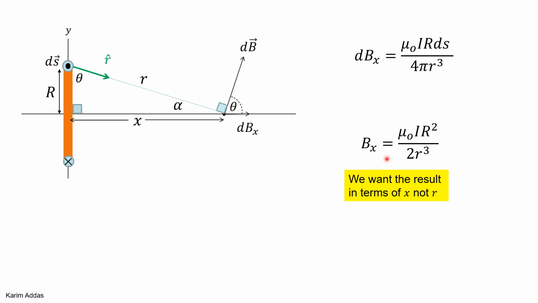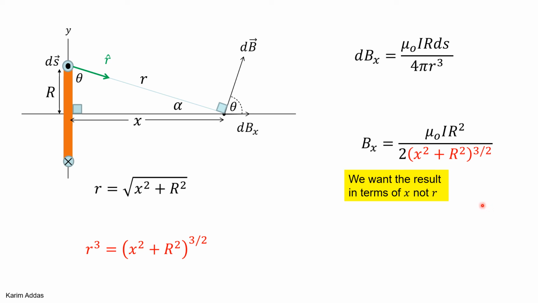Now this is the total magnetic field in the x direction. But remember, we want our result in terms of x, not in terms of r. So can we replace r by x? Is there a relationship between r and x? Yes. So look at this triangle and we can see that r is the square root of x squared plus R squared. But we don't want r, we want r cubed. So we get r cubed is x squared plus R squared to the power 3 over 2. So now we can substitute r cubed here and we can find the result that we want, which is the magnetic field as a function of x. So this is Bx as a function of x.